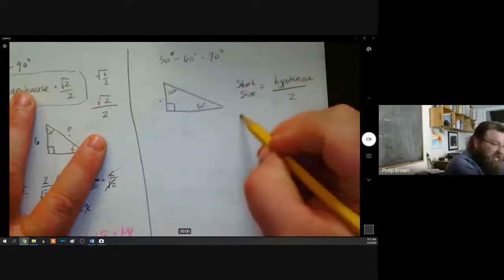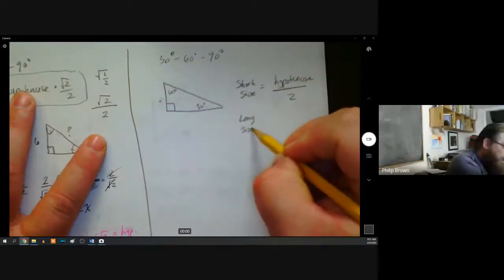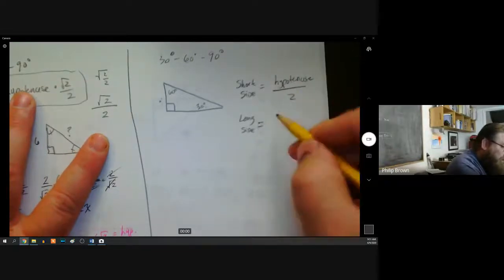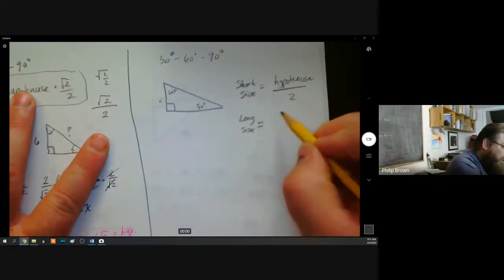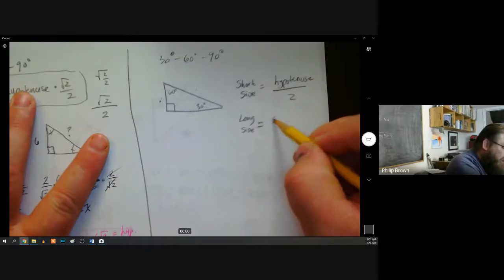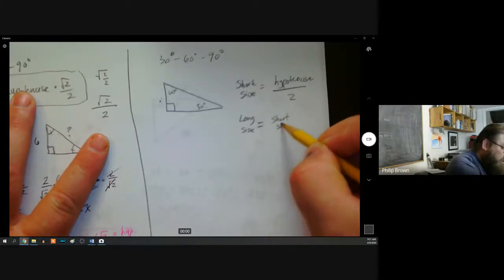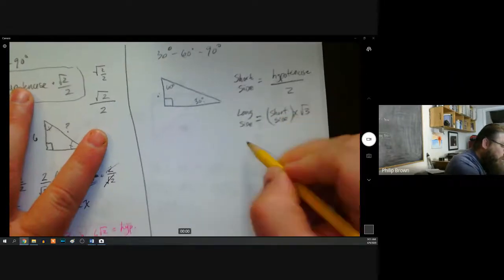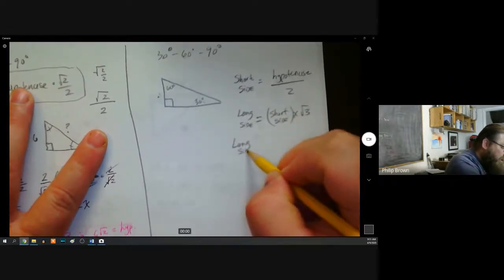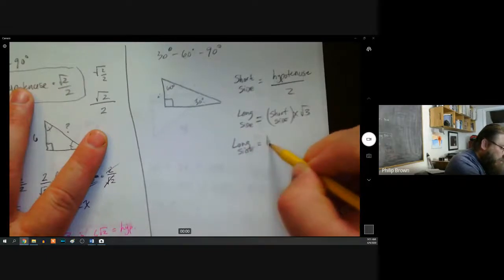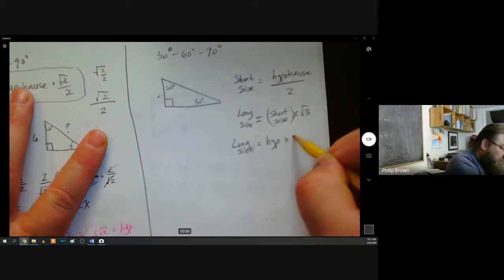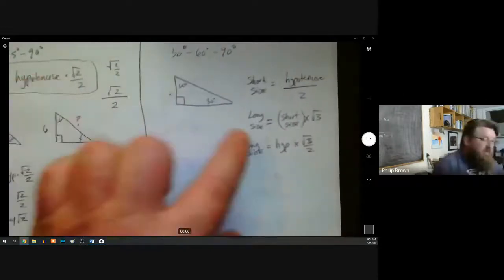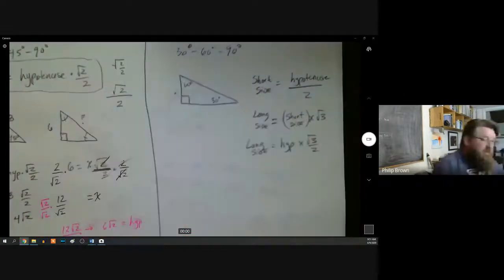Now, the long side, there's a couple ways you could say it. There's two ways we could do it. We could say it is the short side times the square root of 3. Or we could say that the long side is the hypotenuse times the square root of 3 over 2. Doesn't really matter. Usually we use this one, but they all work.